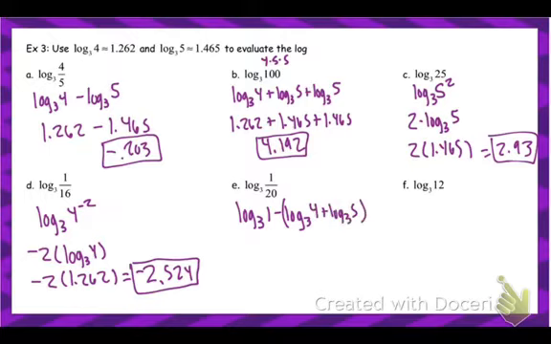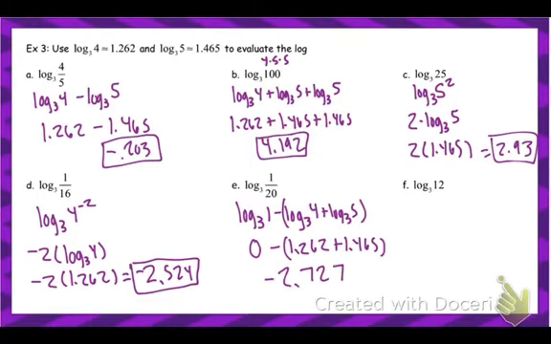Now, you might be looking at this and thinking, but log base 3 of 1 is not listed. Well, it is not listed, but it is something I can really easily evaluate. 3 to the something power equals 1. Well, the log of an argument of 1 is 0. So this is 0 minus 1.262 plus 1.465, which gives me a negative 2.727.